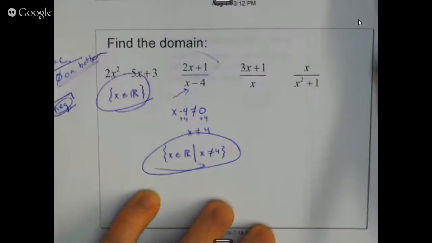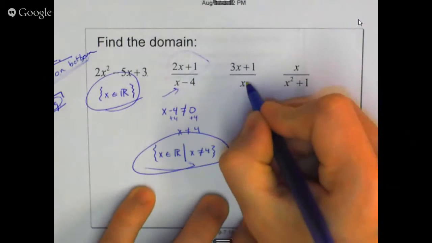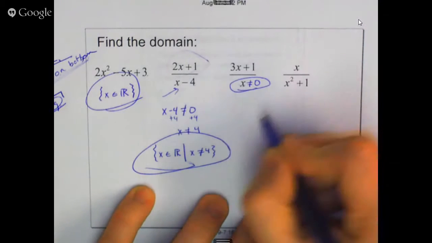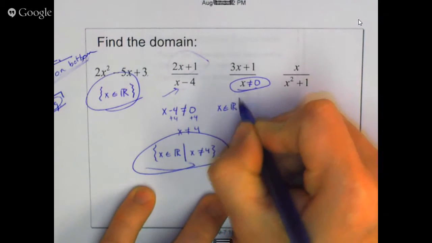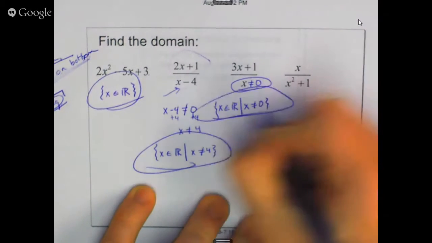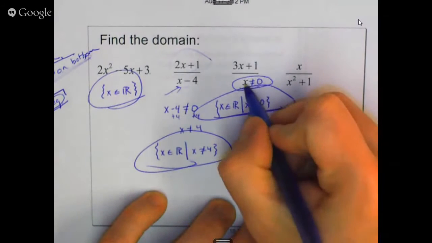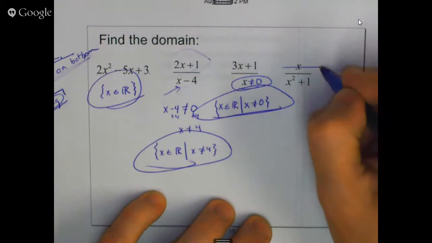Okay. All right, this one, 3x plus 1 over x. Again, the denominator cannot equal 0. Well, that's pretty easy because there's nothing to solve for. So we'll say x is an element of the real number system such that x cannot equal 0. I can pick any other number but 0. Why can't I pick 0? Because 0 down here will make it undefined. You cannot divide by 0. Okay, again, the top doesn't matter.